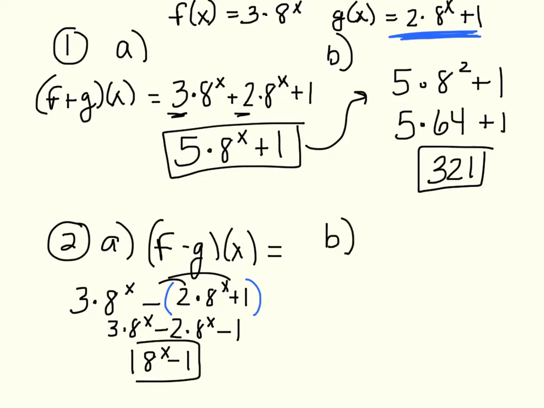Part B says to plug in 3. So we do 8 to the third power minus 1. 8 to the third power is 512, minus 1 is 511.